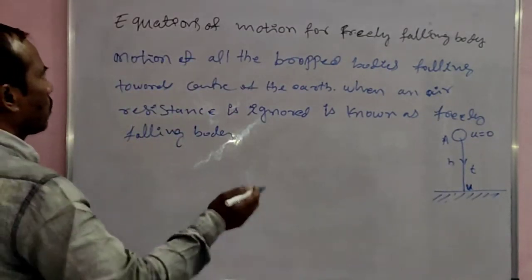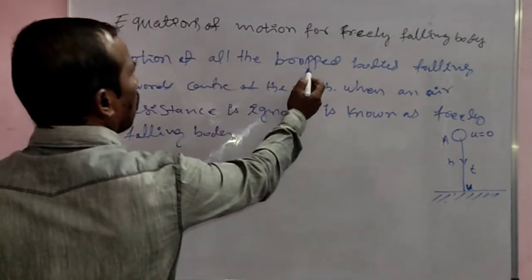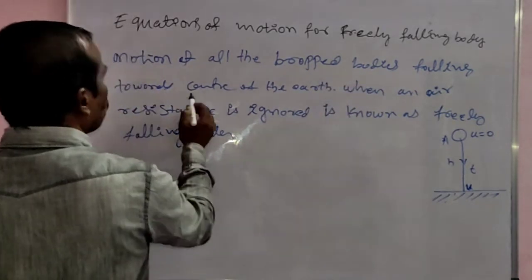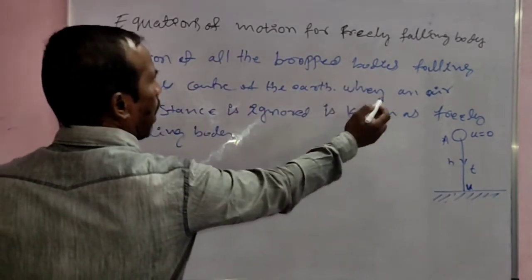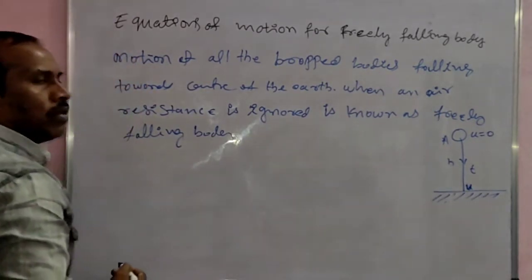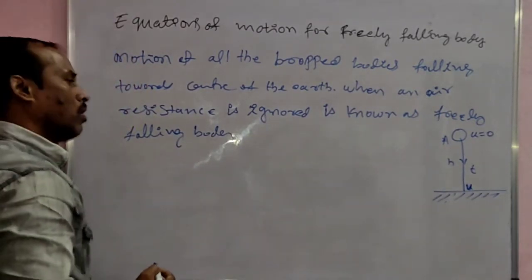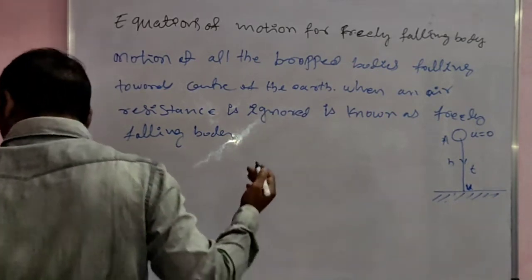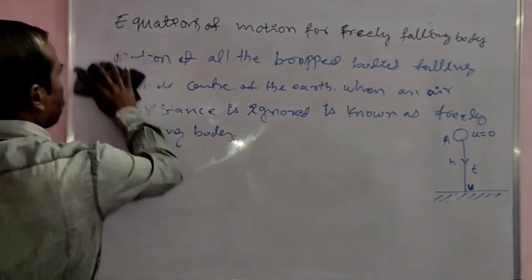Note this one first of all. The motion of all the dropped bodies falling towards the center of the earth, when air resistance is ignored, is known simply as a freely falling body. So in the case of a freely falling body, there are four cases.